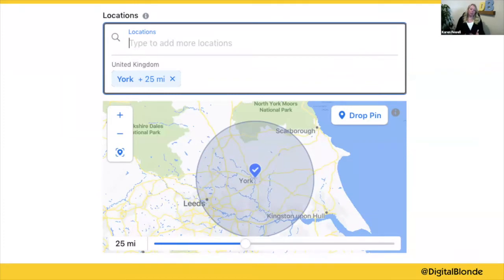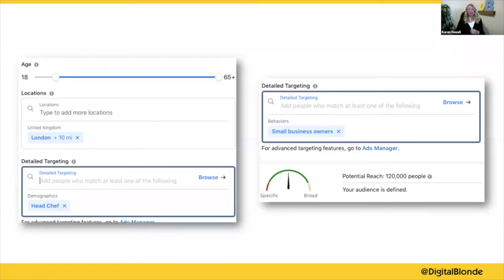So for many of you, there aren't going to be loads of targeting options in terms of knowing the exact job titles, for example, that you want to reach. So you may have to go on a geographic basis. Here I've put an example: I want to market this piece of content or this advert to people within a 25-mile radius of York. If I was on Instagram, I might be able to target a particular industry type, but equally on Facebook, I could target head chefs or small business owners.